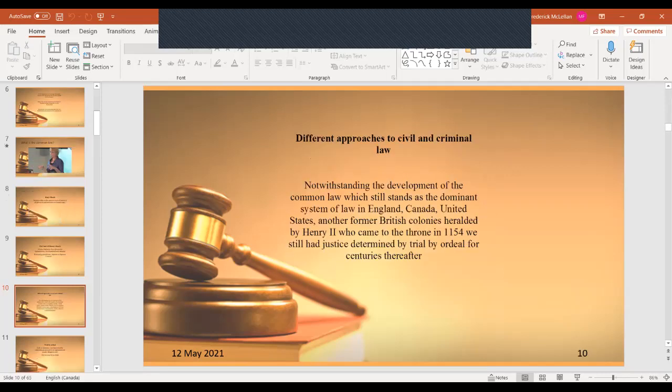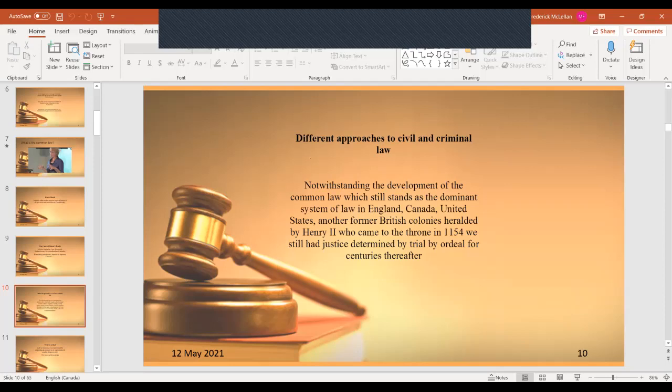Okay, so having said that, notwithstanding the development of the common law, as was just explained to you at some length, and King Henry II, who came to the throne in 1154, there were still, and she touched upon this in the video, trials by ordeal that carried forward for centuries.